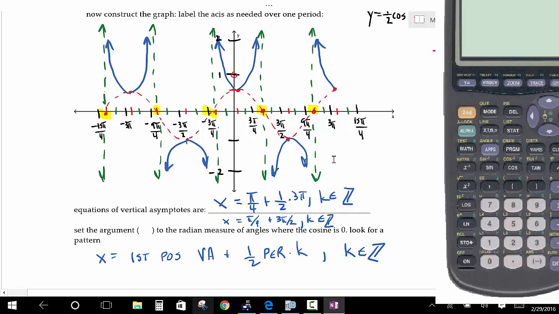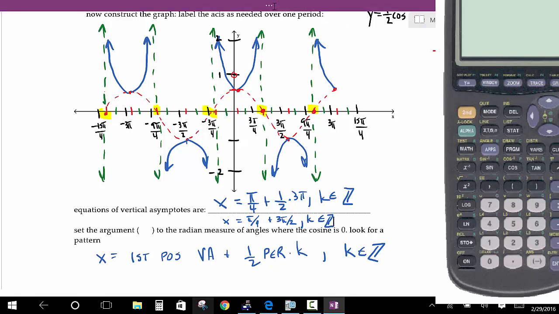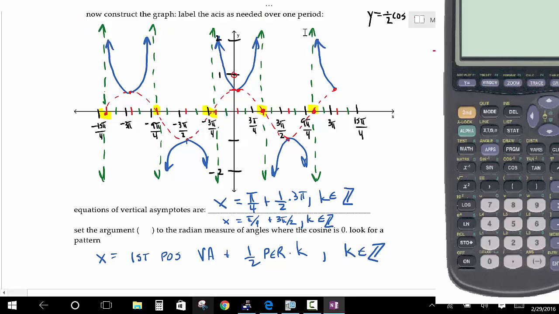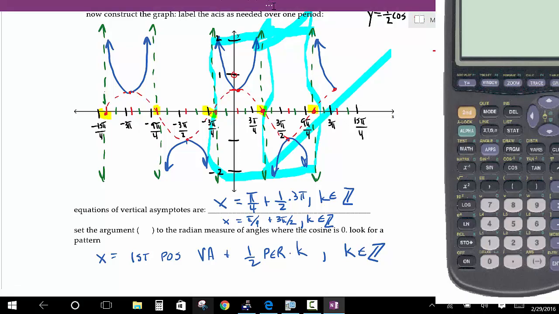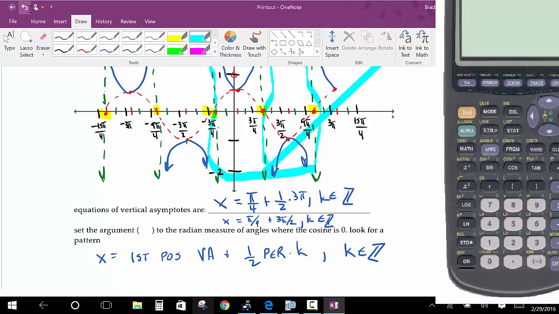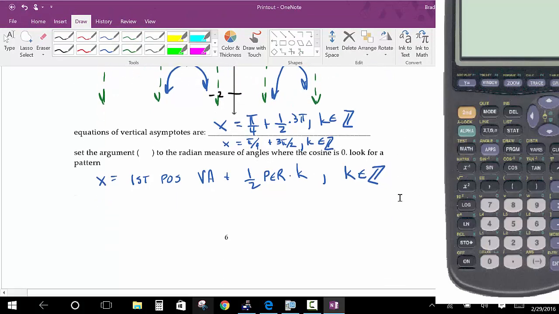And again, the reason that you do half the period is because if you look at the period here, and I'm going to take my highlighter and kind of box in a period here, see, the period has 2 asymptotes. One of the asymptotes is halfway in between. So that's why we do that. What a mess I'm making here. Okay, so that would be the idea.